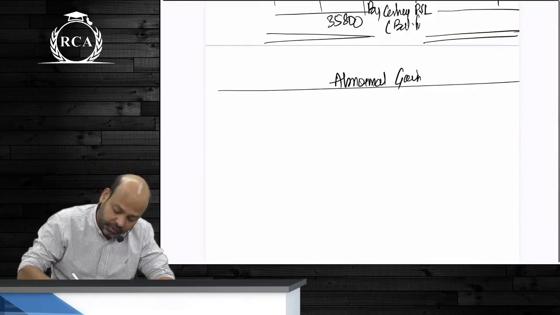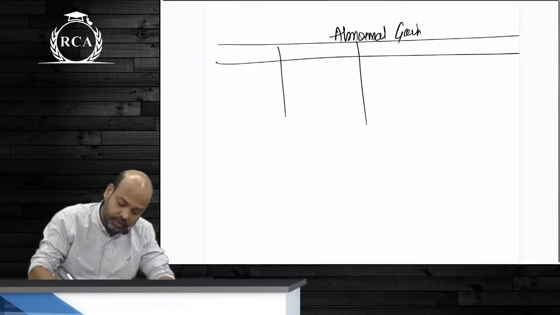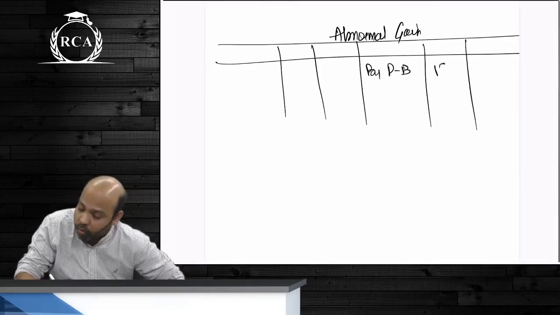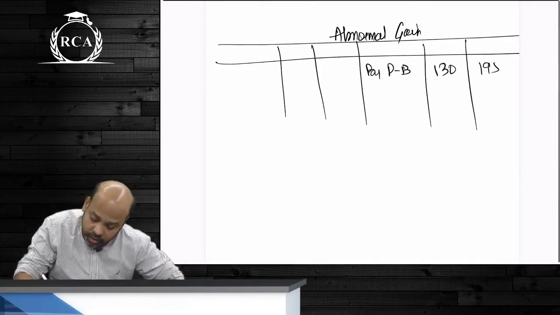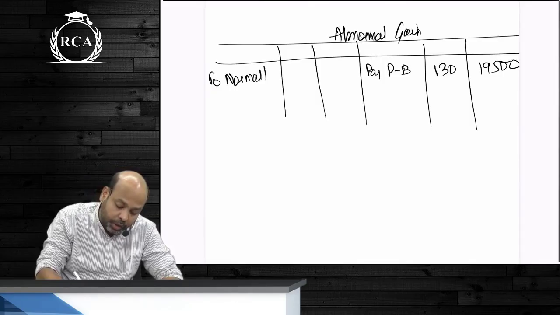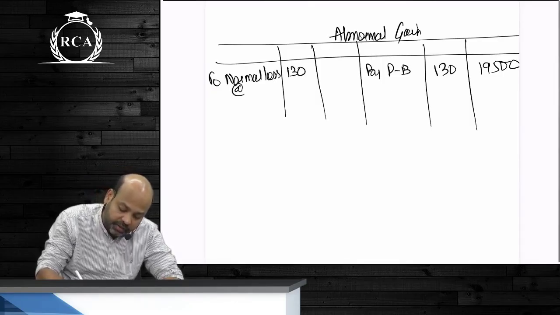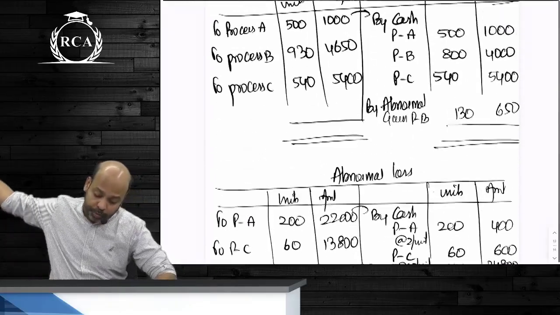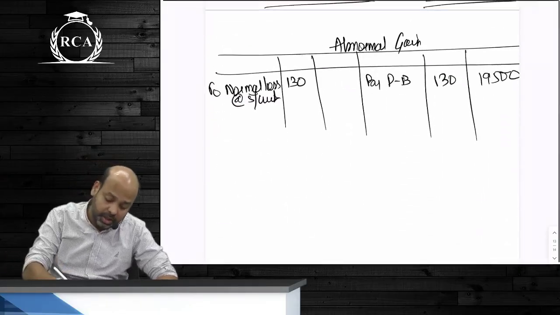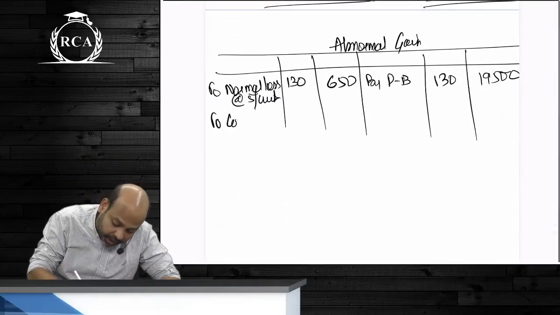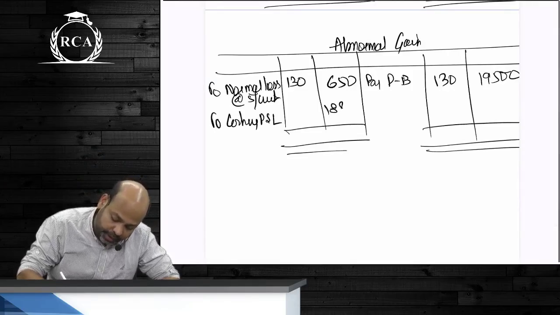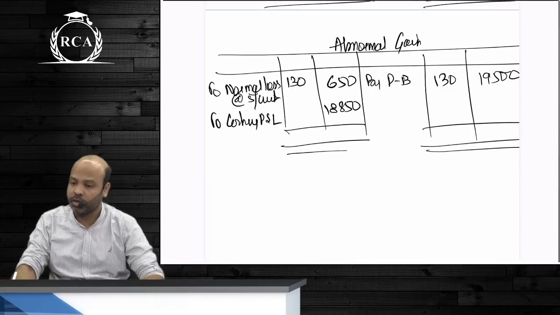We have only one process in which there is an abnormal gain, and that is process B. Here on the credit side first will come by process B. The gain is 130 units valued at. Instead of writing to cash, guys, you will write to normal loss. Because of this abnormal gain, we did not realize a scrap value of 5 rupees per unit. What I wrote above: by abnormal gain, process B 130 units at 5 rupees. And that is how much? 650. The balance net gain will go to your costing P&L account. 18,850 rupees. Are we all clear about this?